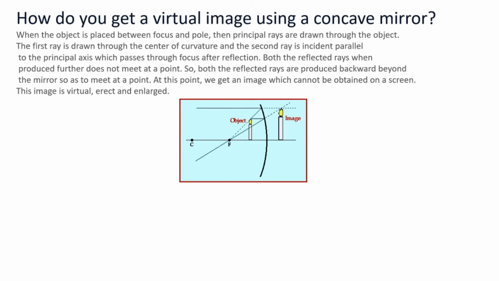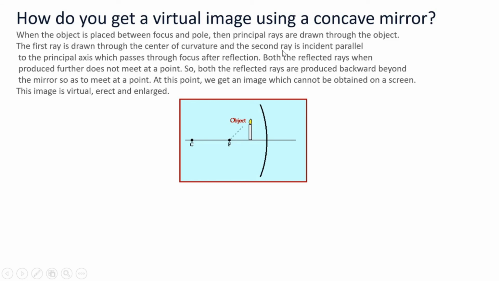How do you get a virtual image using a concave mirror? Now we are using a concave mirror. So the incident light should be from here, and if it was a convex mirror, we would have to draw the line from here. Now this is for a concave mirror, when the object is placed between focus and pole. This is P, between focus and P.